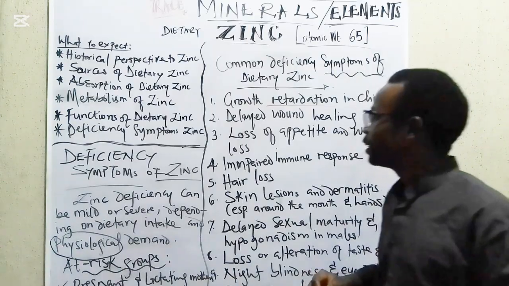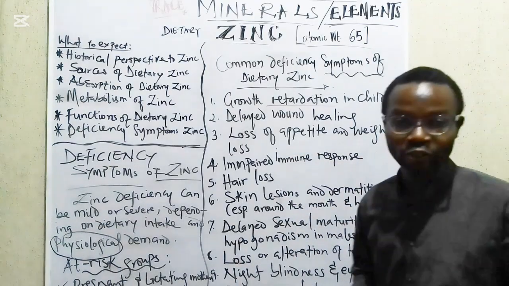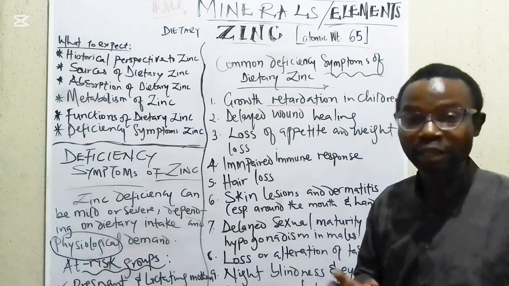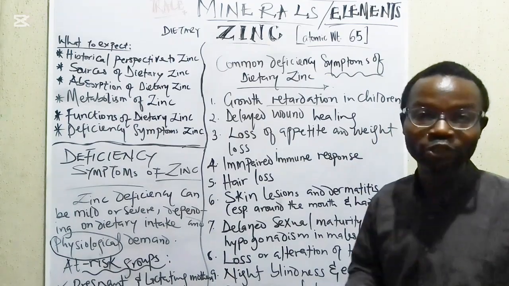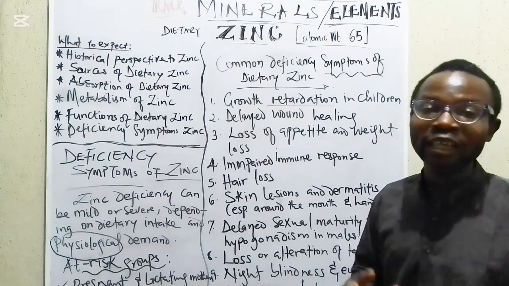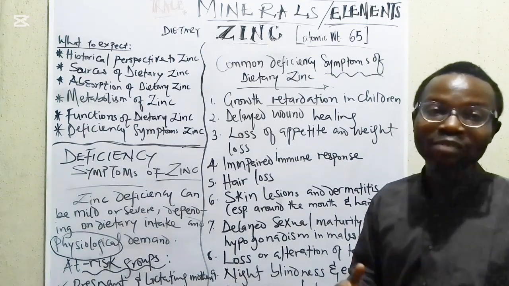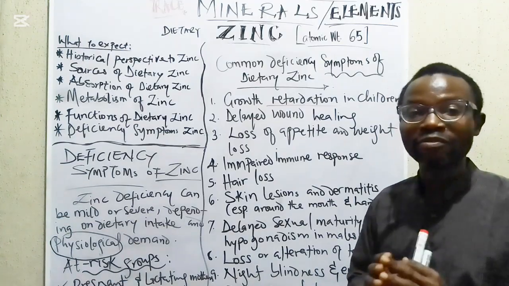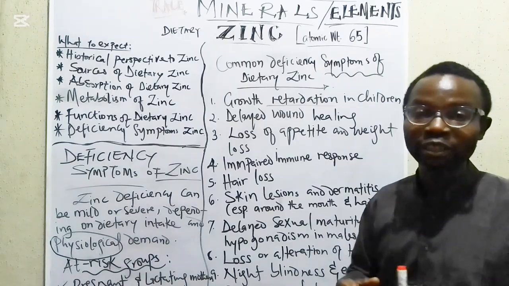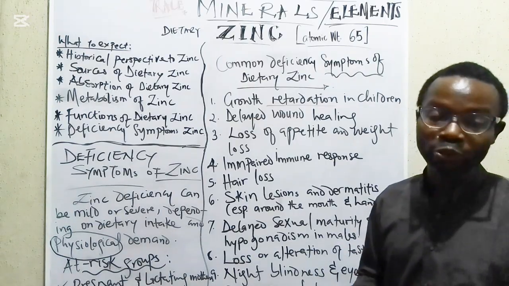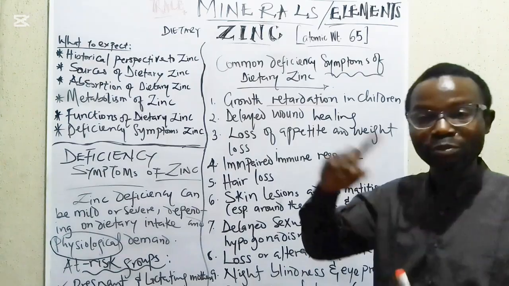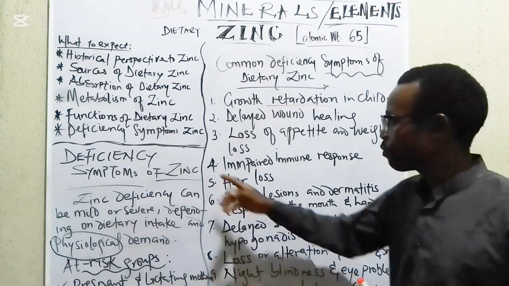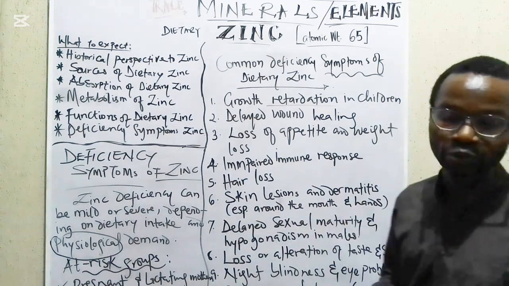Then the loss of appetite and loss of weight. Of course, you know that when an animal or a human loses appetite, he actually loses weight. Certain enzymes that help in breaking down food have zinc as a cofactor. If zinc is deficient in the food, it affects the breaking down of the food. The food is not properly broken down, and then that can also, in a ripple effect, affect appetite for more food. Then, number 4, impaired immune response.